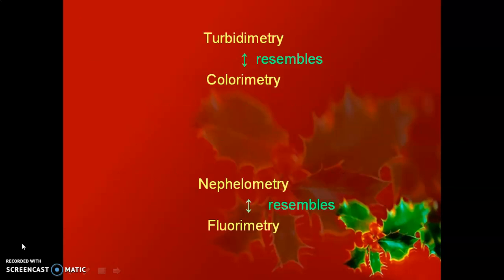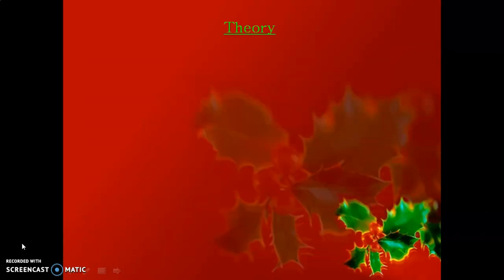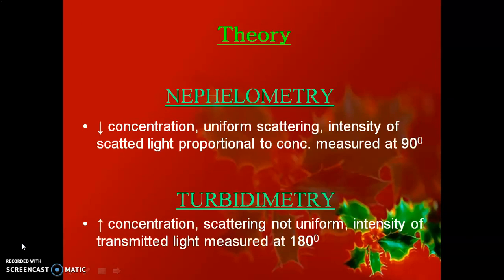The turbidimetry technique very much resembles colorimetry, and the nephelometry technique very much resembles the fluorimetry technique. This is the diagram in which, when we pass the light or radiant energy through the suspension, we observe scattering at a particular angle. Now we are going to see the theory.